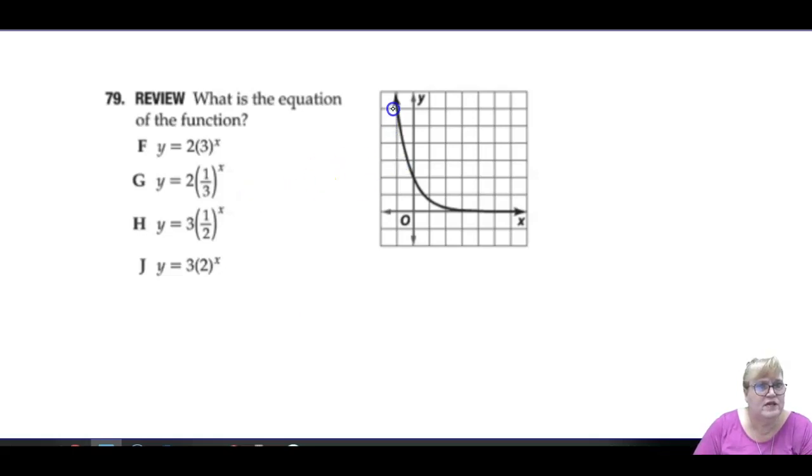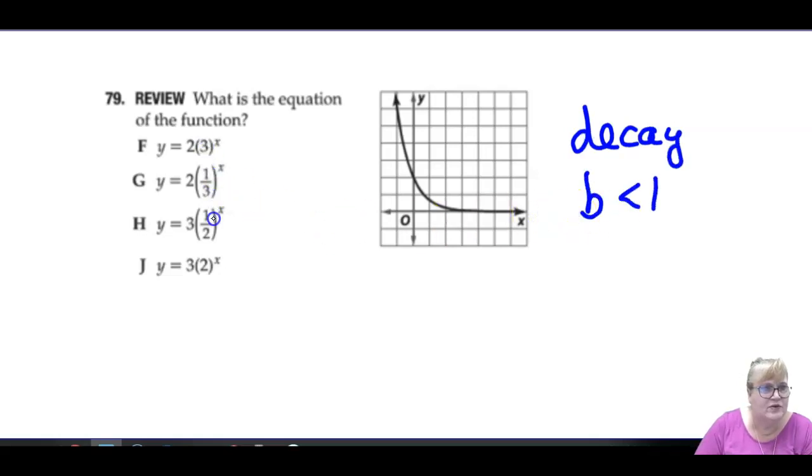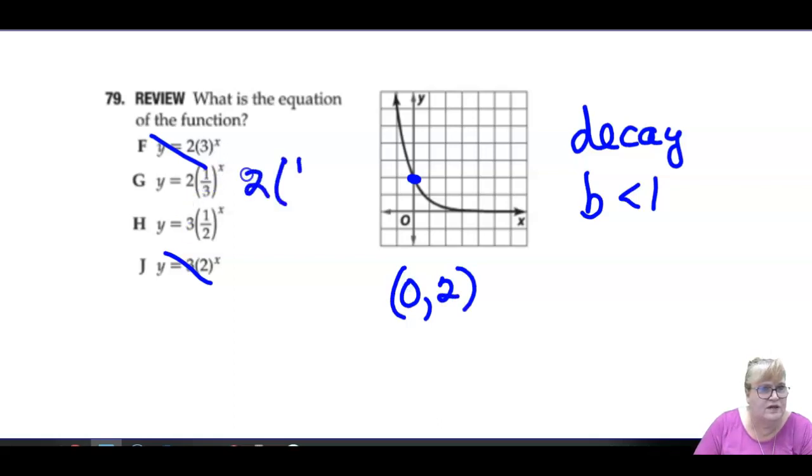This is a multiple choice. This is a decay. So that tells me that the B value has to be less than 1. So the number in the parenthesis. So it can't be either of those. And after that, I would just go with the fact that when you put in a 0, you got out a 2. So I'm thinking this is the one. I put in a 0. That would make this 1, and 2 times 1 is 2. This one, if I put a 0 in, I get out 3. So choice G. That is an SAT prep question, by the way.